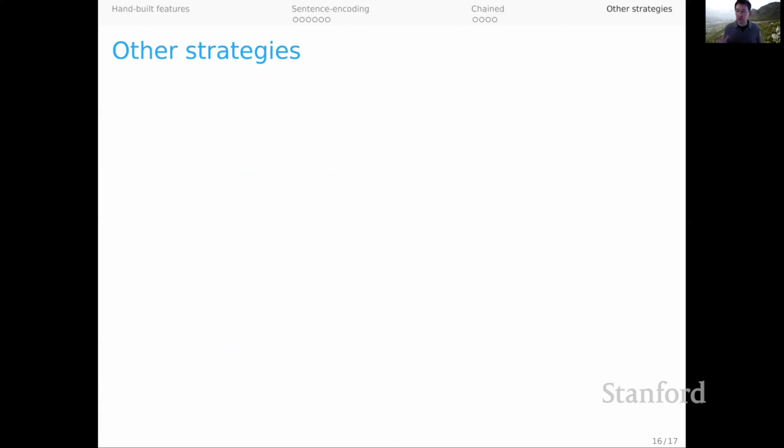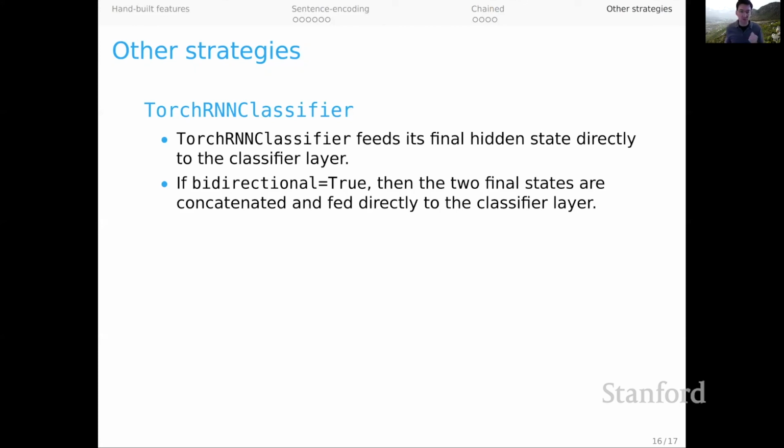And let me just close by mentioning a few other strategies, because this was by no means exhaustive, but it's kind of interesting at the high level of architecture, thinking about sentence encoding versus these chained models. So first, the torch RNN classifier feeds its hidden state directly to the classifier layer, but we have options like bidirectional equals true, which would use as the summary representation both the final and the initial hidden states essentially, and feed those into the classifier.